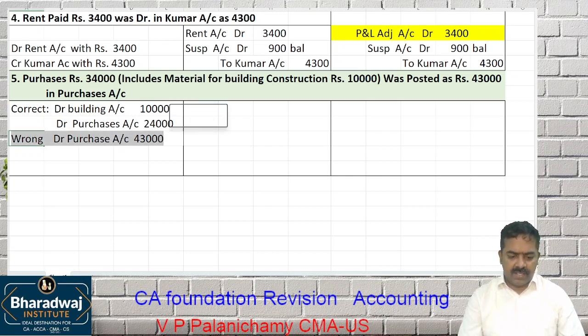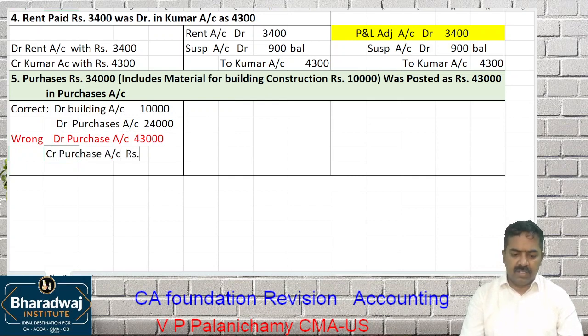So it's an excess debit. How to remove it? Credit purchase account difference. What is the difference? 19,000. And of course, you have to debit which account? Building account, rupees 10,000. This is a rectification.